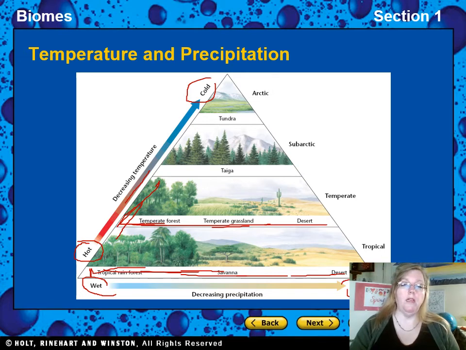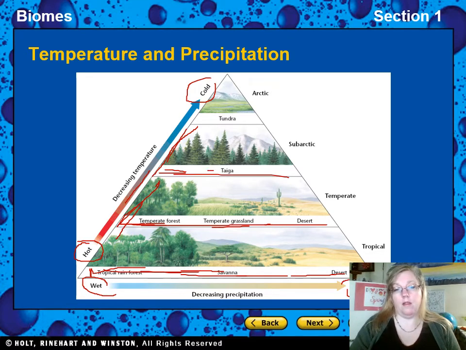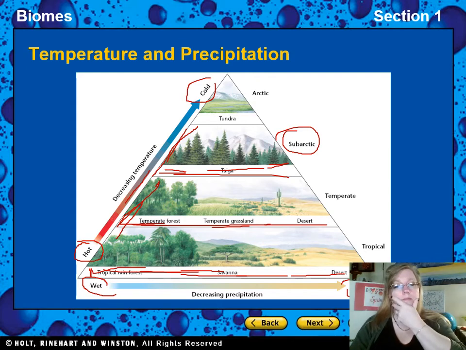You go up here a little colder, but still plenty of water. You've got the taiga all the way across, taiga here, and then subarctic. This shows us where we are compared to the poles. So you've actually got taiga all the way across here.